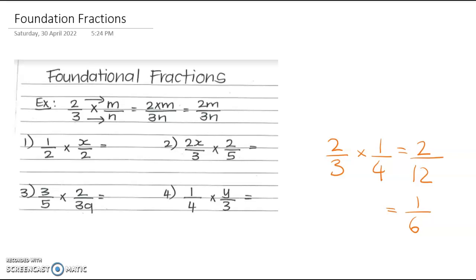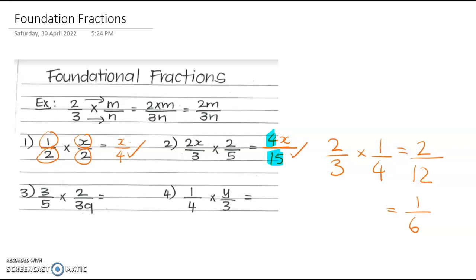Okay, so here 1 times x times the top, 1 times x is just x, times the bottom, 2 times 2 is 4. I can't simplify here, right? I've got x here and I've got 4 here. There's no common factor. Right, the next one, times the top, 2 times 2x, 4x, times the bottom, or the denominator, 3 5s are 15. Now let's have a good look at my numbers. Have I got a common factor here between 4 and 15? No, I haven't. So that's my final answer.